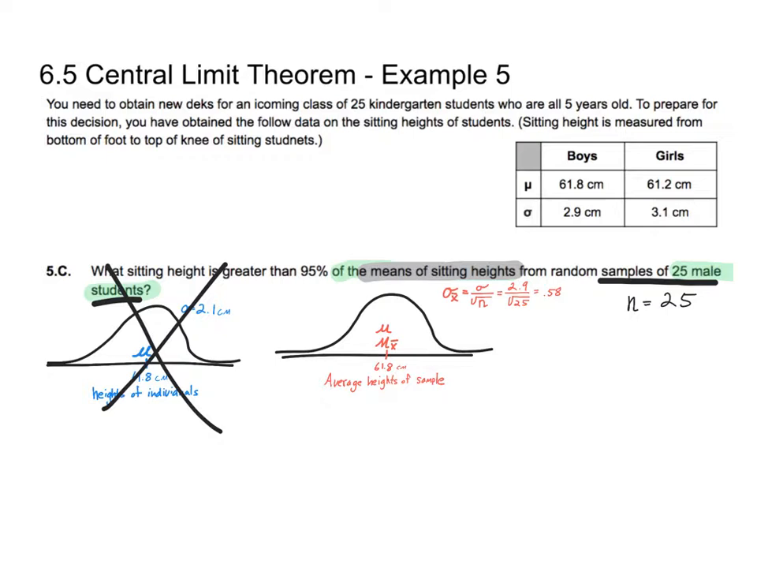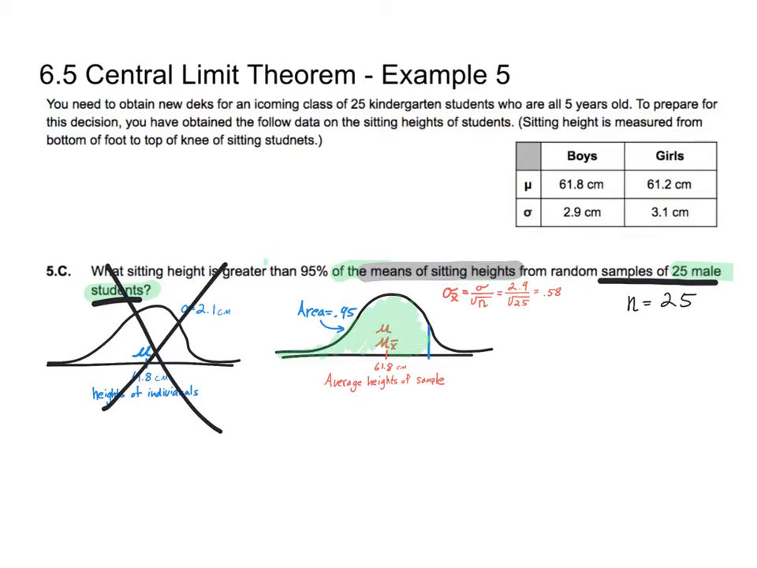So I've been asked to find the sitting height that is greater than 95% of the means of sitting height. So let's look at my curve. I know that 95% of my heights are going to be defined by some value along this x-axis. I don't know what that value is, but I know that 95% of my data is going to be over here on the left-hand side in this green curve. That's 95% of the data.